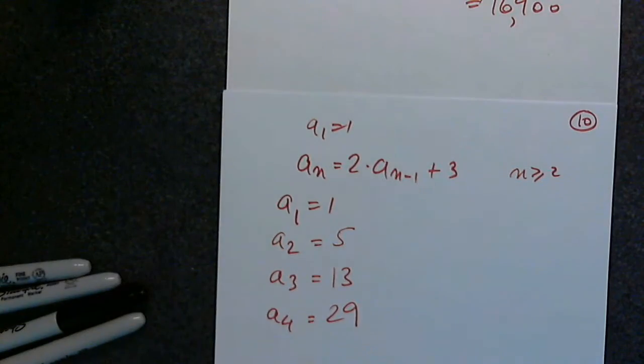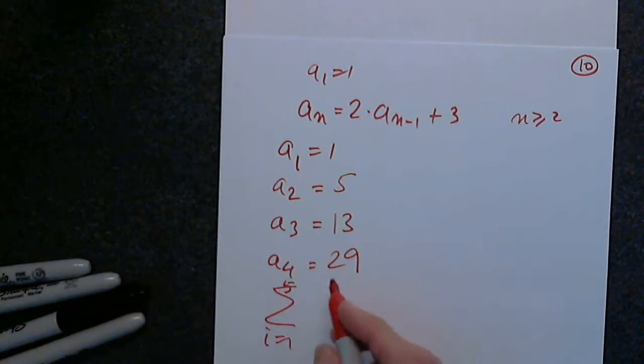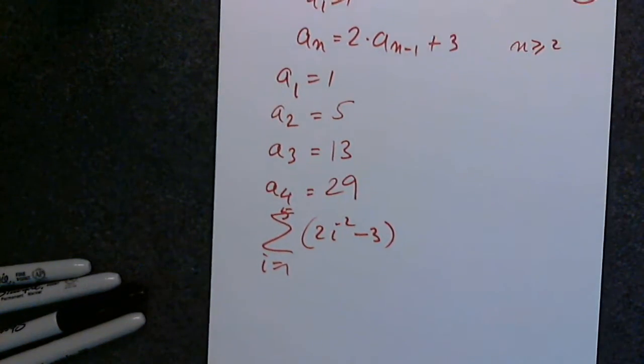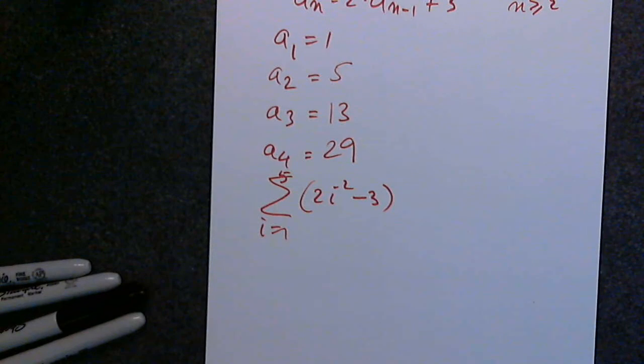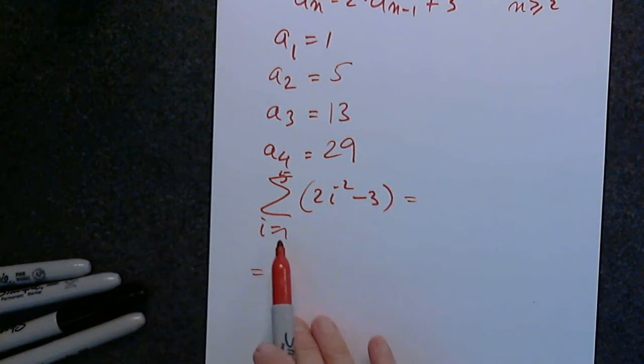Number 18. Find the sum. Very good. So this is the sum from i equals 1 through 5 of 2i squared minus 3. So how many terms do I have to present? Yes, when i is 1, when i is 2, when i is 3, 4, and 5. So can anyone give us the first term when i is 1?